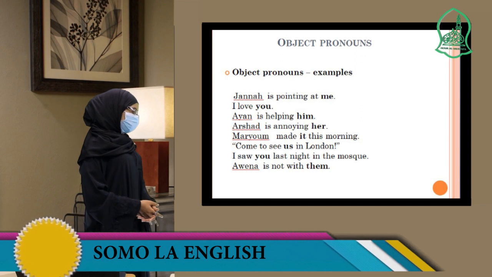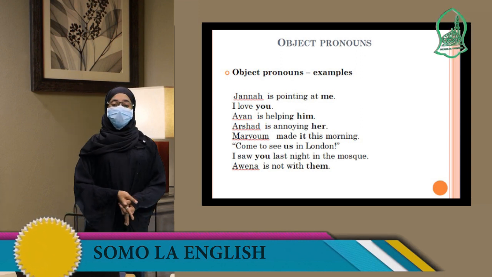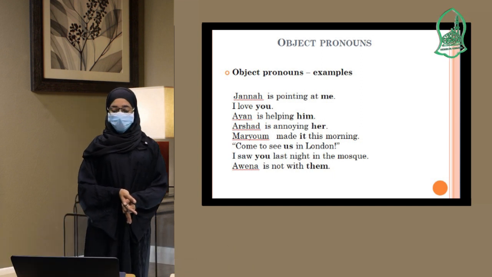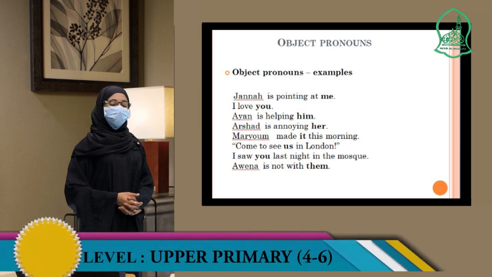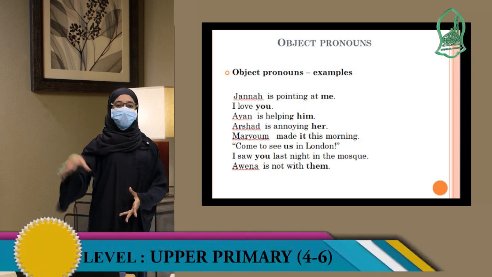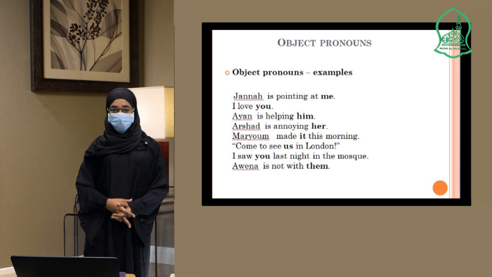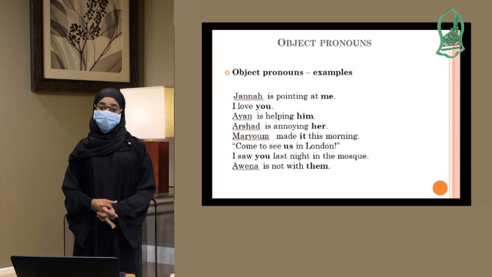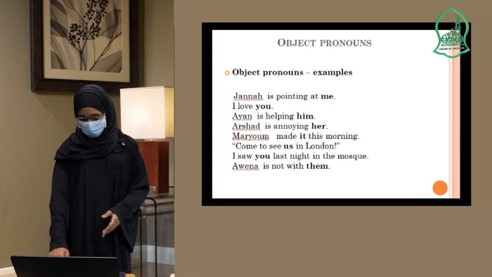We are in a group, so instead of mentioning our names, we are using the object pronoun us in a sentence so that we can replace all the names. Awena is not with them. Them means all people, and they should be at the end of the sentence. If they are at the end of the sentence, we are replacing their names with the object personal pronoun, them.